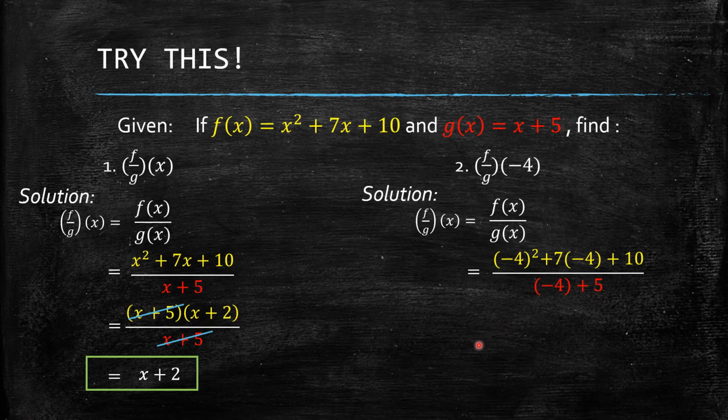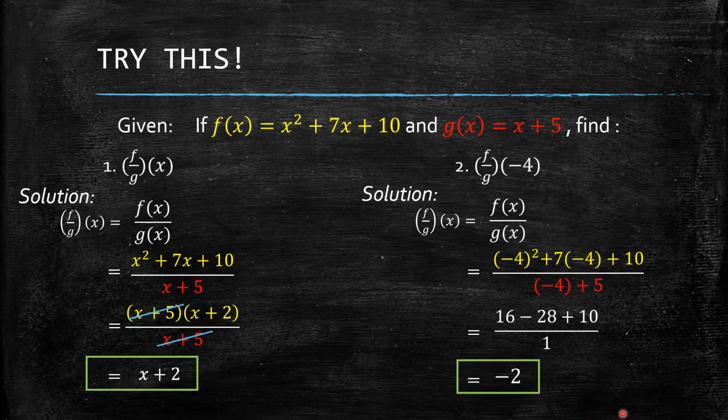And then simplify. So we have 16, that is from negative 4 squared. Positive 7 times negative 4 is negative 28. And then just bring down the 10. Negative 4 plus 5 is positive 1. So, 16 minus 28 plus 10, the answer is negative 2 divided by 1, still negative 2, and that will be our final answer.